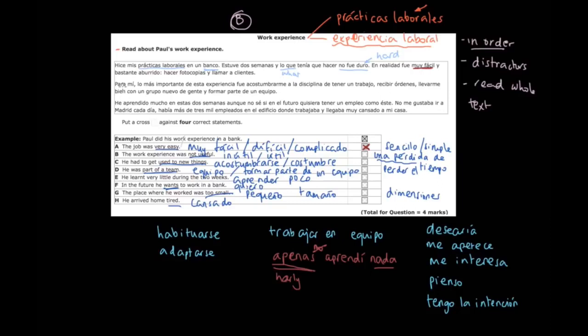Para mí, lo más importante, notice again this lo, okay, lo más importante, the most important thing, de esta experiencia, of this experience, fue acostumbrarme a la disciplina de tener un trabajo. Okay. Recibir órdenes, receive orders. Notice that órdenes is orders, not in the sense of an order of something you buy, okay. It is an order, like do something. That sort of order.